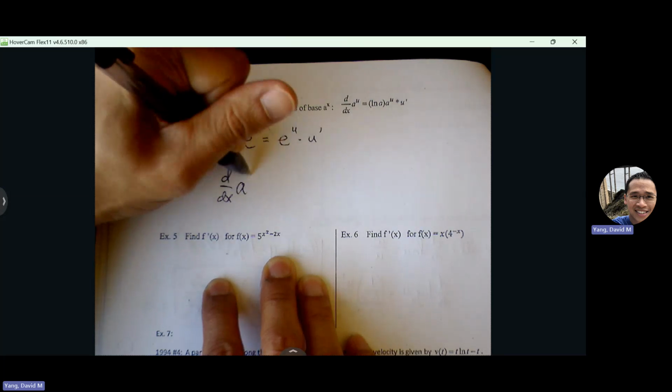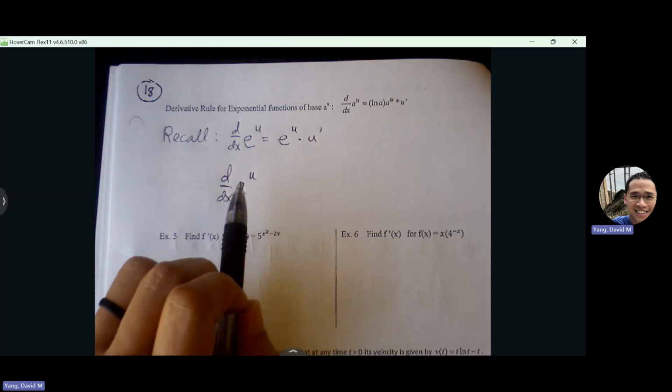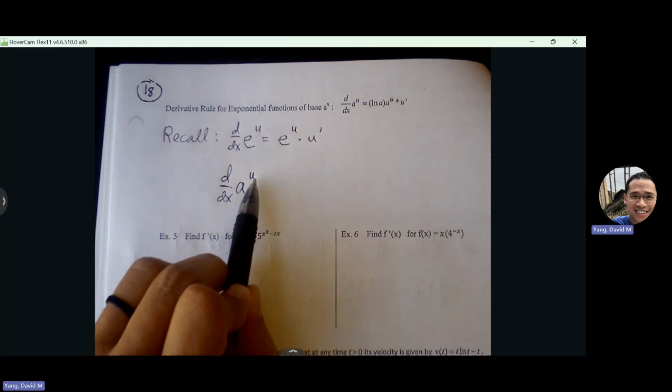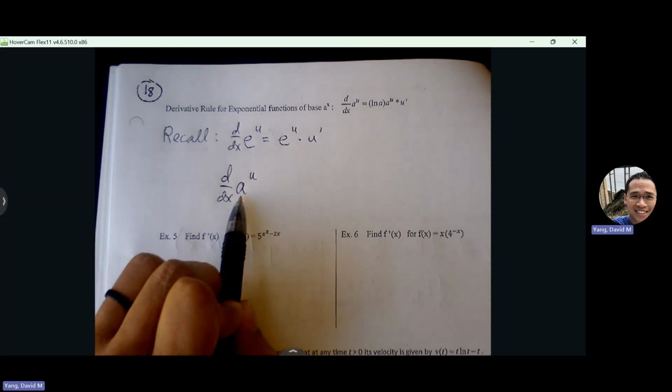What if it's a to the u? So a to the u will be an exponential function that's not base e, like 2 to the x, or 5 to the x, or 9 to the x. That represents an exponential function that's not base e.